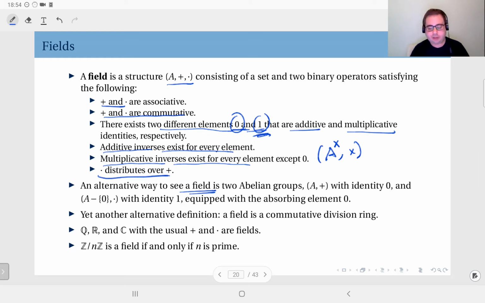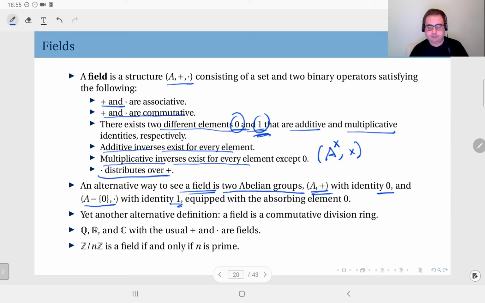But you can see this as two abelian groups. Okay, so a set A with addition is an abelian group, and the identity is 0. And set A except 0 with the multiplication operation forms an abelian group, and the identity with respect to multiplication is 1. Okay?